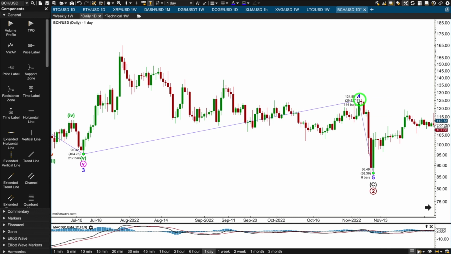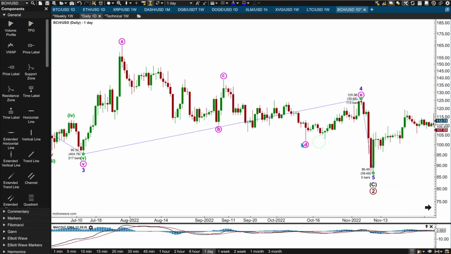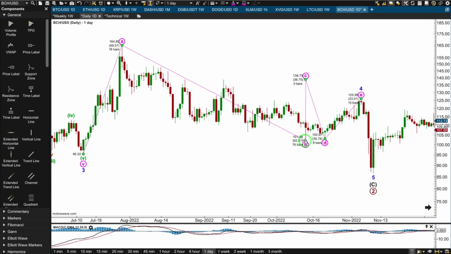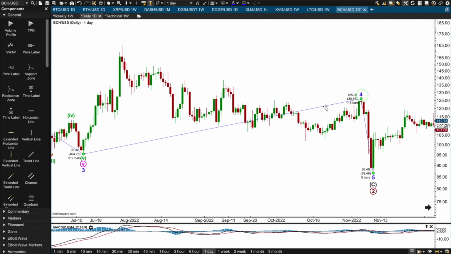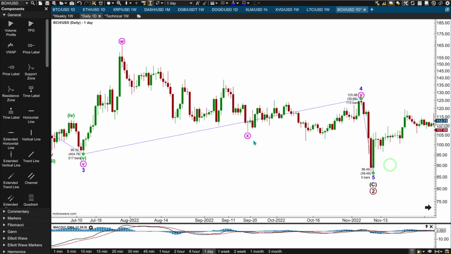Will it fit as a triangle? Let's have a look. It's on the right one, thanks, MotiveWave. No. B would have to be over here. It's not going to fit. It's got to be some kind of combination. Not a very good looking one, but it's possible. Okay, so that works.